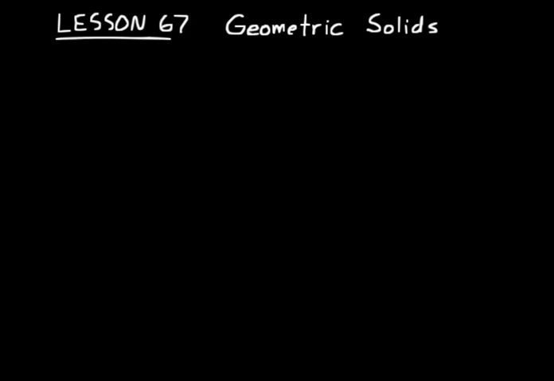Lesson 67 is about naming and classifying different geometric solids. We've worked with two-dimensional geometric shapes so far, like circles and triangles and quadrilaterals and polygons. Geometric solids are three-dimensional shapes.